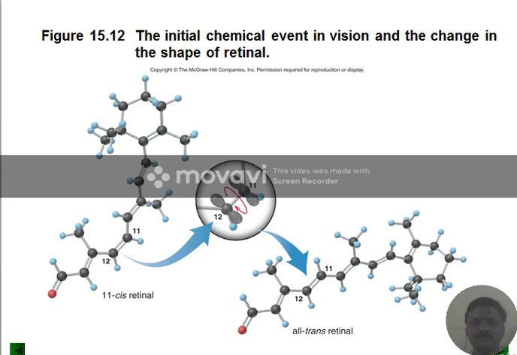Then the initial chemical event in vision is the change in the shape of retinal. You have to observe this structure of 11-cis retinal. Here the double bond is present between 11 and 12. And all-trans retinal will be shown in this particular structure. So this is the basic discussion about the alkenes and the geometrical isomers.